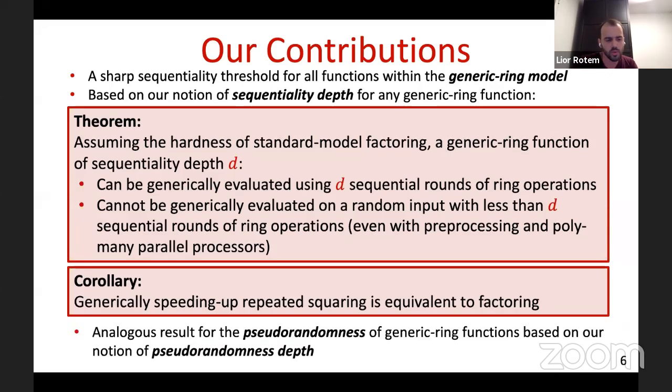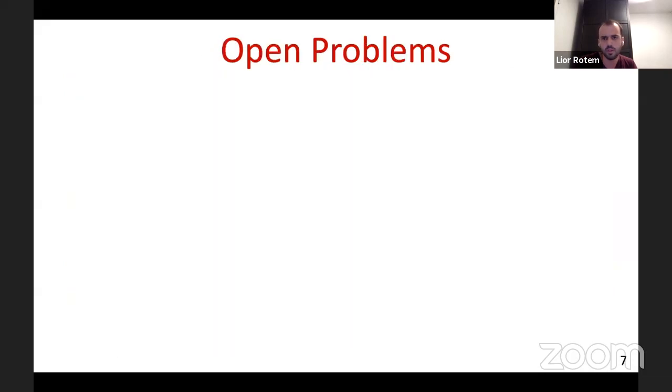And I will mention that we also have analogous results for pseudorandomness, but I won't have time to discuss them. Okay, so I'll conclude very briefly with a couple of open problems.